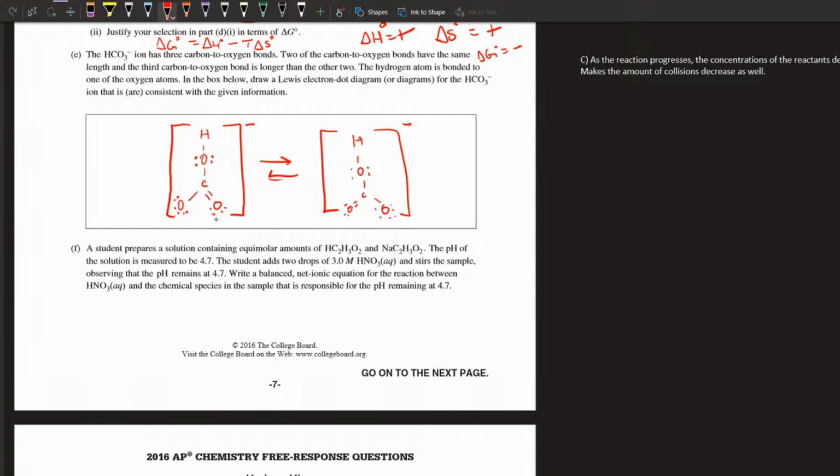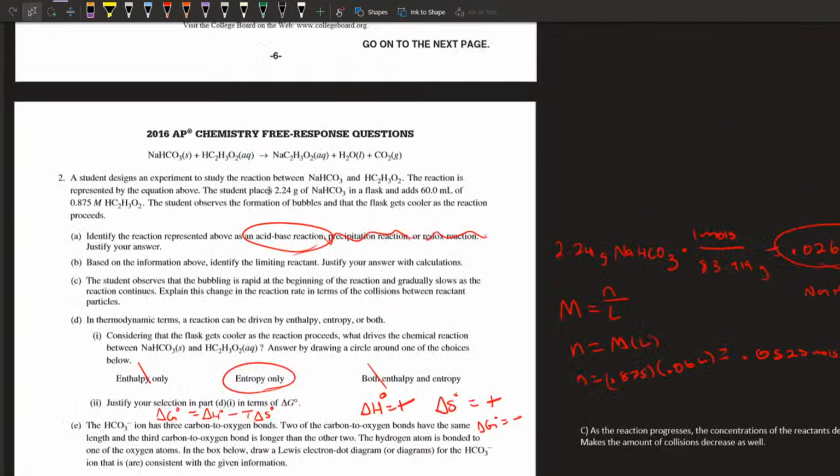So we know there's going to be a buffer solution. And what we can do is write acetate, my bad, acetate plus this HNO3 ion is going to yield acetic acid plus H2O. Pretty sure there can be 2 answers also. You can also do acetate plus H plus ion yields acetic acid. That's how you solve problem 2F.